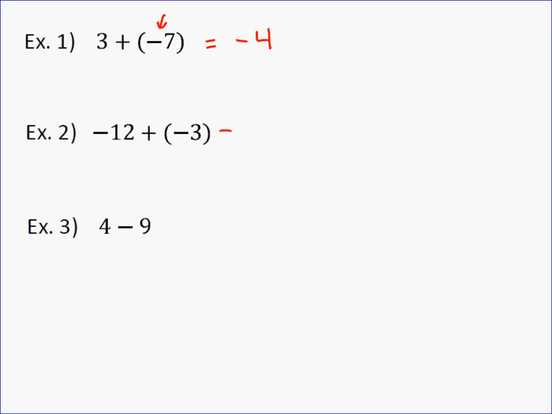-12 plus -3, those signs are the same, so you add the numbers, which is 15, and a negative plus a negative always stays negative, so it's going to be -15.